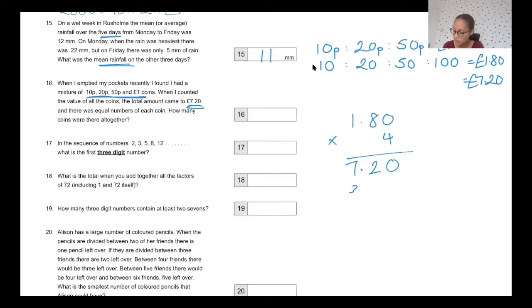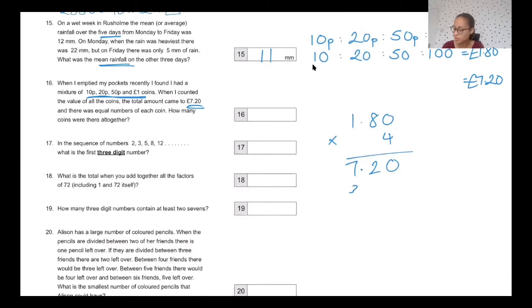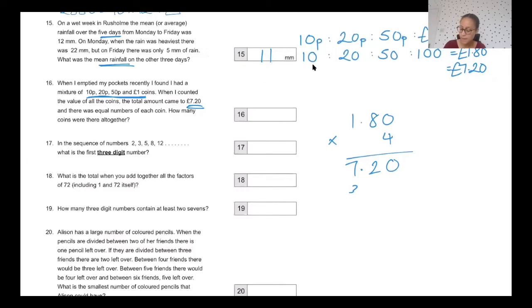That tells me, can I move this over? Oh, can't move that over the way I want to. There we go. That tells me we are timesing by 4. So do everything times by 4. So you get 400 pence. Remember, it's not 400 pounds. 50 times 4 is 200 pence. 20 times 4 is 80 pence. And 10 times 4 is 40 pence. That's how much we'd have to make £7.20.